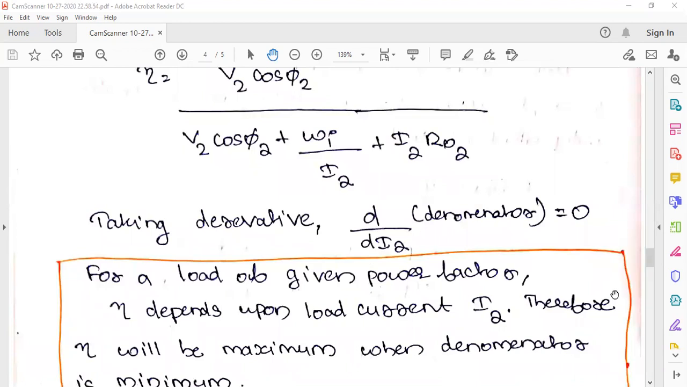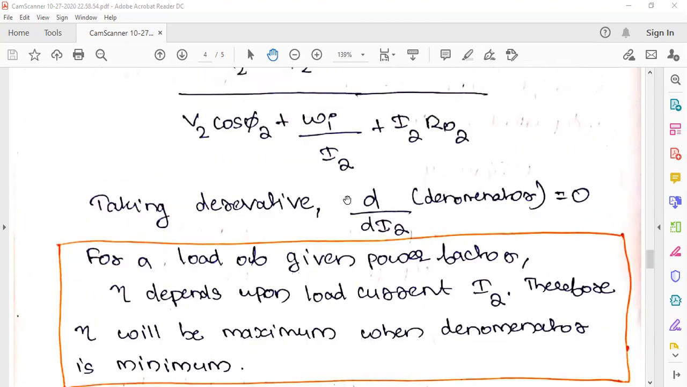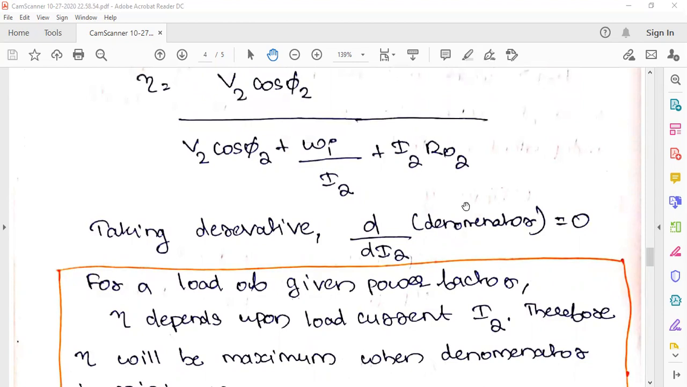Now, just like we did in the DC machine, here also we are going to take the derivative. Before taking the derivative, you should know that for a load of given power factor, efficiency depends upon the load current I2. Given power factor means the power factor is constant, therefore efficiency will be maximum when the denominator is minimum, that is when this term is minimum.